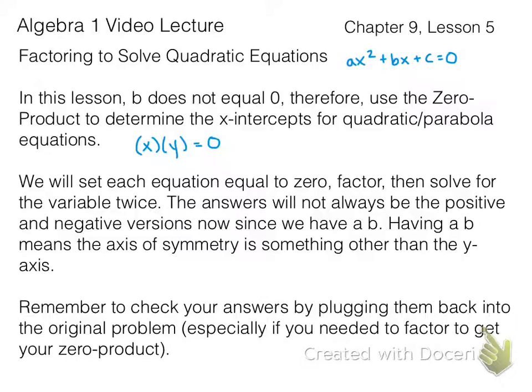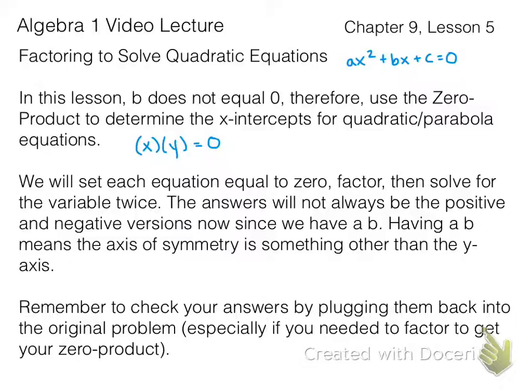Now, the zero product property is based on the fact that if something times something equals 0, one of the somethings has to equal 0. We use this kind of like a Schrodinger's cat situation, where both of them can be 0, but only one of them is actually going to be 0. But both of them could be 0.